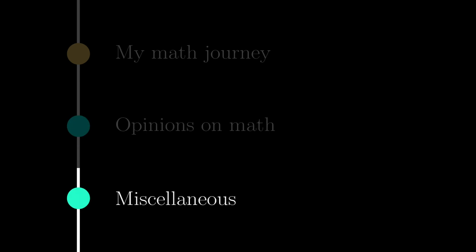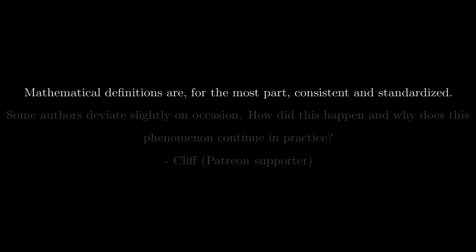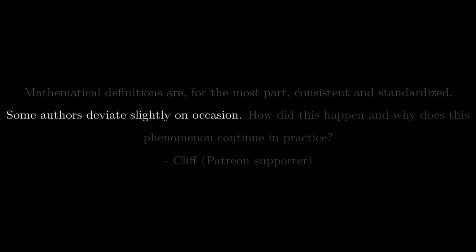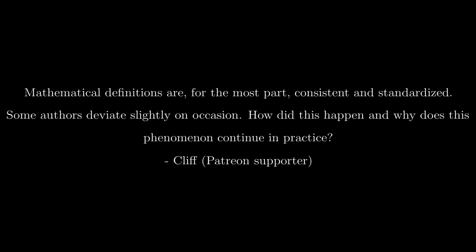Cliff, another Patreon supporter, asked: mathematical definitions are, for the most part, consistent and standardized. Some authors deviate slightly on occasion. How did this happen and why does this phenomenon continue in practice? Well, first of all, I'm not that informed why exactly that happens, but I can speak from experience why I think that happens. Convenience. Different fields of math deem certain definitions to be more convenient.